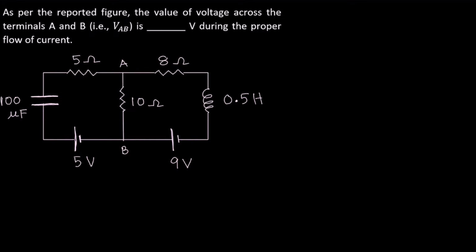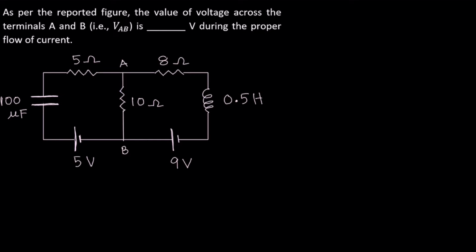In the given circuit, we are asked to find the potential difference between points A and B, that is across the 10 ohm resistor. Please note that this circuit has quite a few elements. We have two batteries, three resistors, and the important thing to note is there is a capacitor and an inductor.